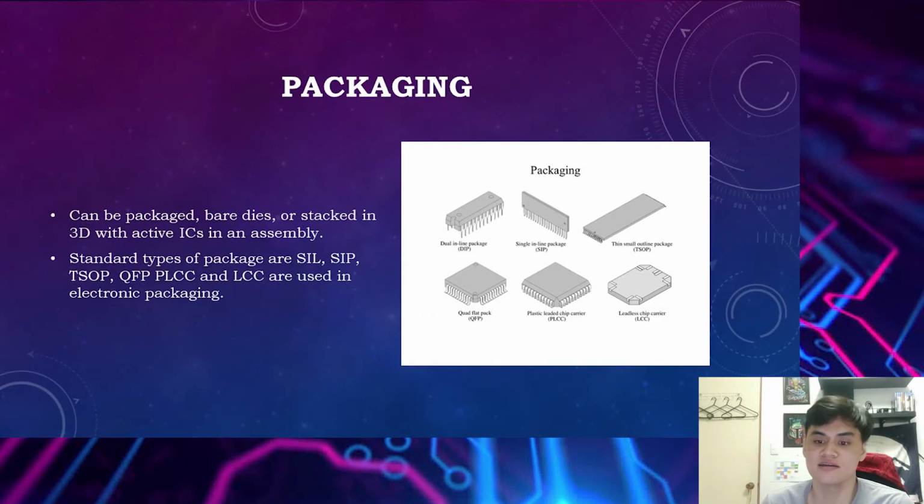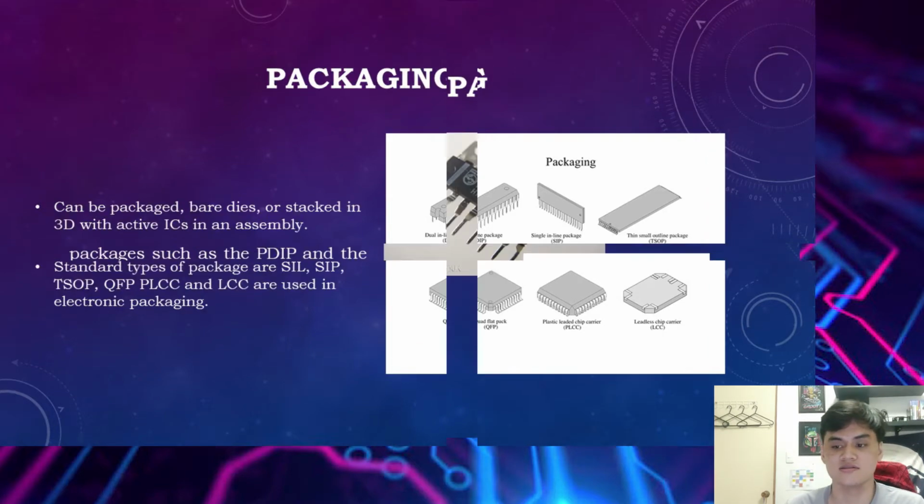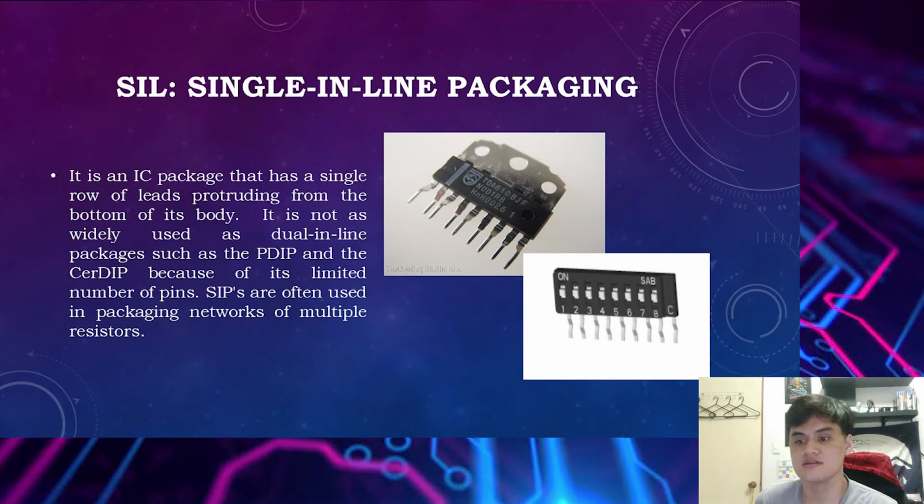Passive devices can be packaged, bare dies, or stacked in 3D with active ICs in an assembly. A bare die or a bare chip is an integrated circuit that has been cut out from the wafer and is ready for packaging. Standard types of package are SIL, SIP, TSOP, QFP, PLCC, and LCC, used in electronic packaging. An SIL, or single inline package, is an IC package that has a single row of leads protruding from the bottom of its body.